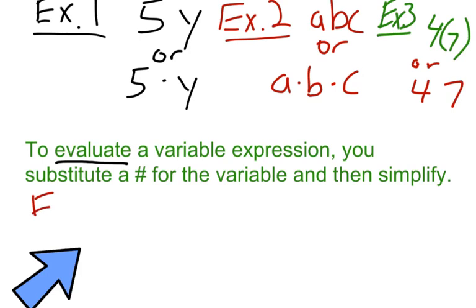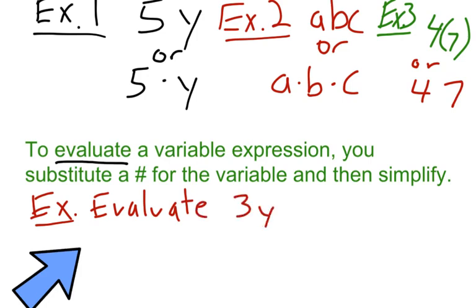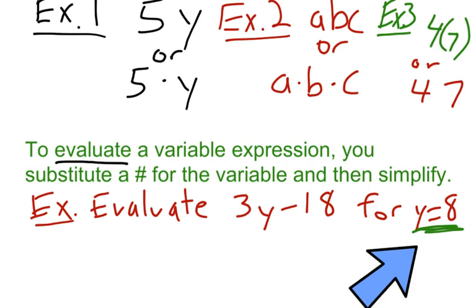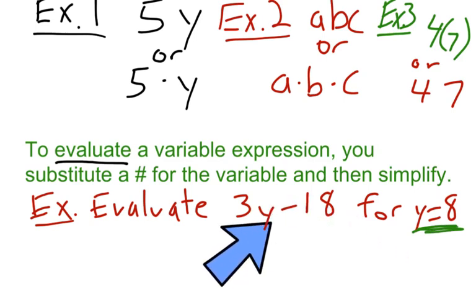So a question involving that would be, and actually I should say, evaluate 3y minus 18 for y equals 8. Evaluate 3y minus 18 for y equals 8. So I told you what y is. So y is 8. So every time I see a y, I'm going to write an 8 in there. And in this case, it just comes up once.